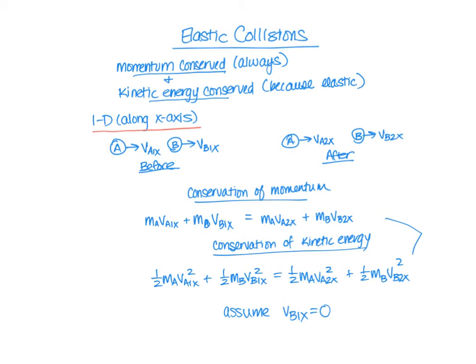So what I'm going to do on the next page is take these two conservation expressions, but write them in their simplified form without that initial velocity of object B. So our conservation of momentum equation will now look like this, because we don't have any initial velocity for B, and our kinetic energy conservation will look like this.